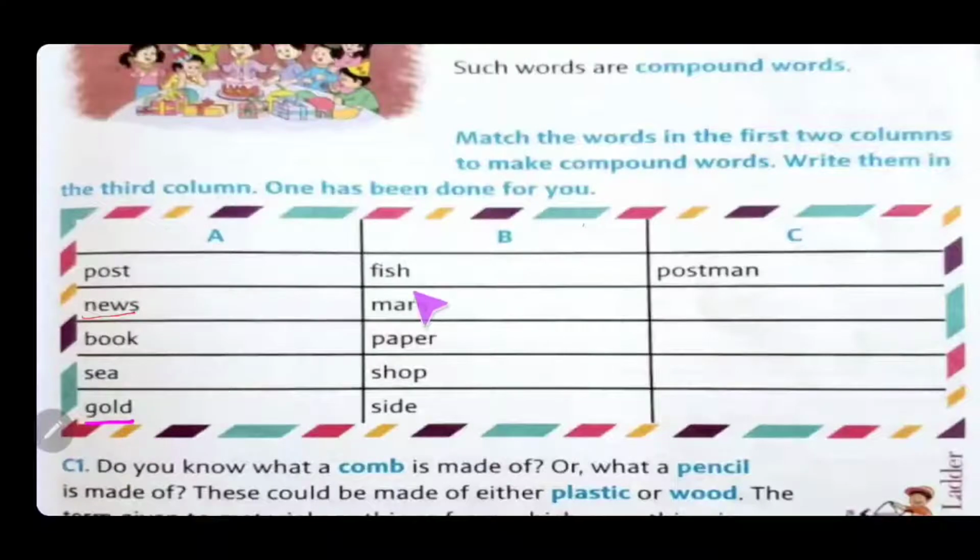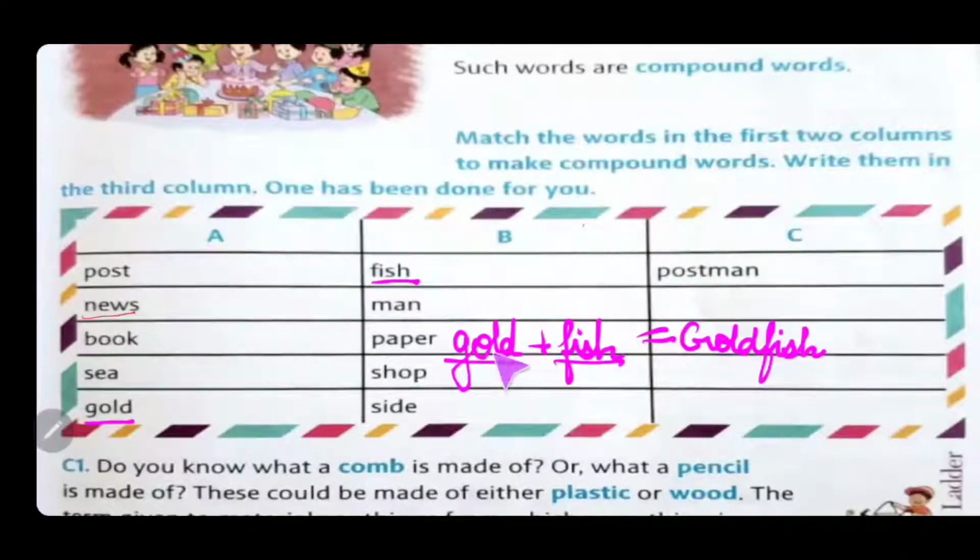Similarly, gold and fish. So gold, G-O-L-D, gold plus fish, F-I-S-H, fish. Goldfish, right? So this is one word, that is gold, and the other word is fish. So by joining these two words, we get a new word. We form a new word, that is goldfish. G-O-L-D, gold, F-I-S-H, fish. So by joining these two words, gold and fish, we get a compound word, that is goldfish. Right? I hope you have understood this.